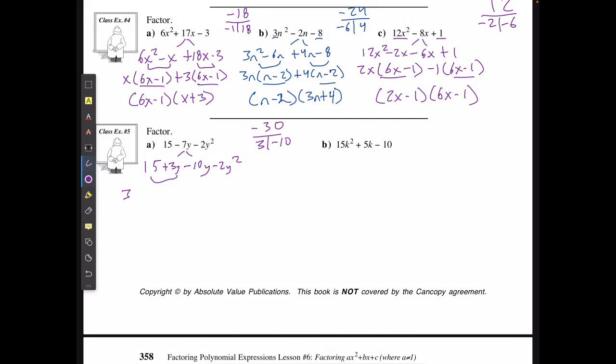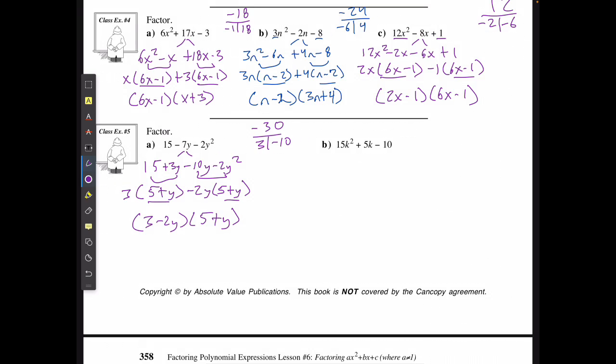Factor out the first two, and I can pull out a 3, and I'm left with 5 plus y. Factor out of the second two, and I can pull out a negative 2y, and I'm left with 5 plus y. Because what's in here is the same, I can say that it's going to be 3 minus 2y and 5 plus y.